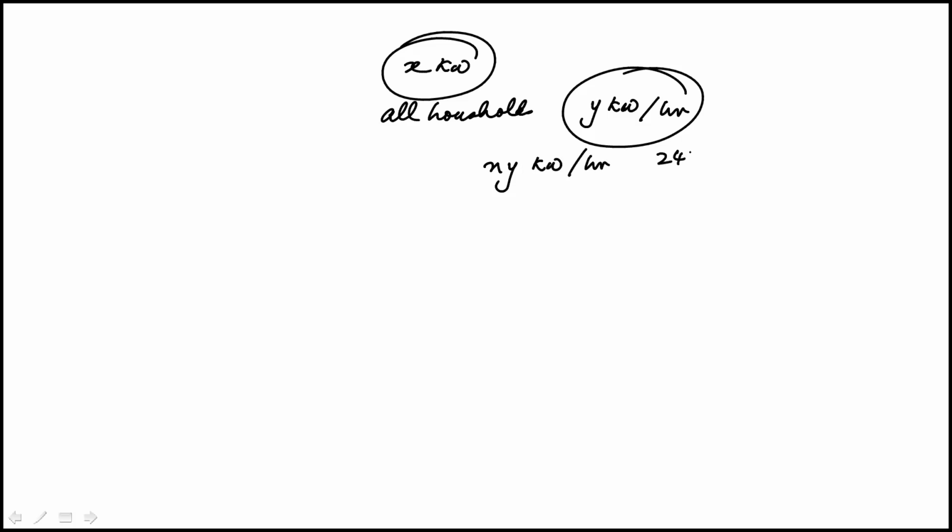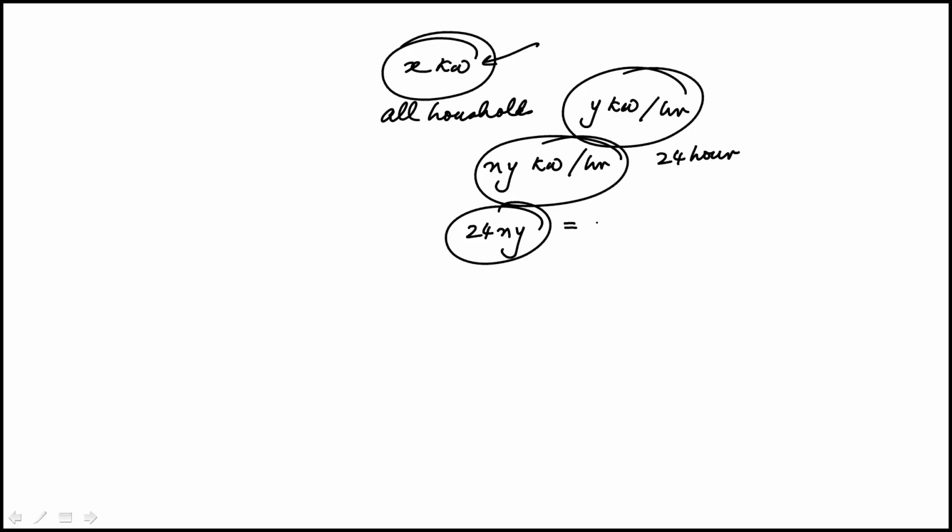And since we're doing it for the 24-hour period, because this is for the collective 24-hour period, we have to multiply that by 24. So that would be 24NY. That's the total, and that must equal X. N is what we need, which is the number of households in the community. That would be X over 24Y. So the answer is E.